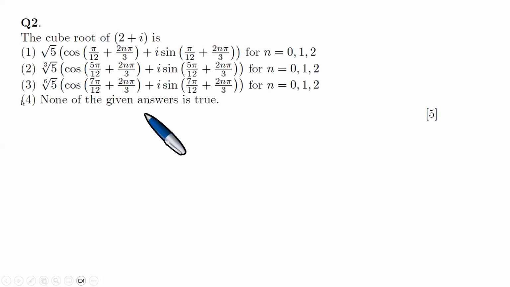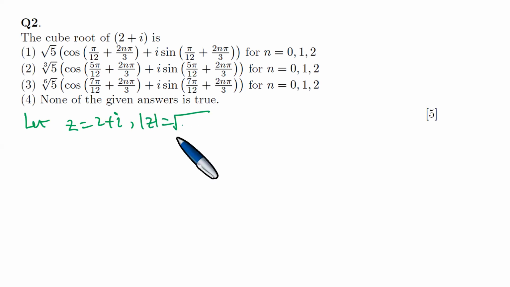Okay, the cube roots. You'll always expect a question like this: the cube root of this is which one? These questions are funny sometimes. To find the cube root, you just have to let z be 2 plus i. Then you have the modulus: 2 squared plus 1 squared, square root of 5.